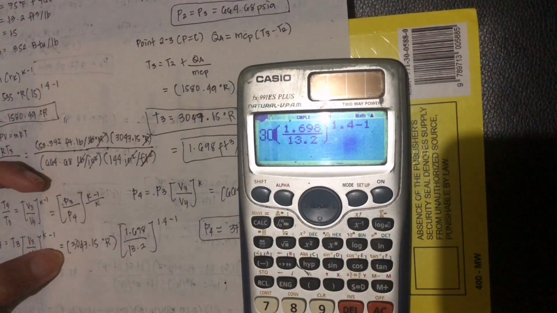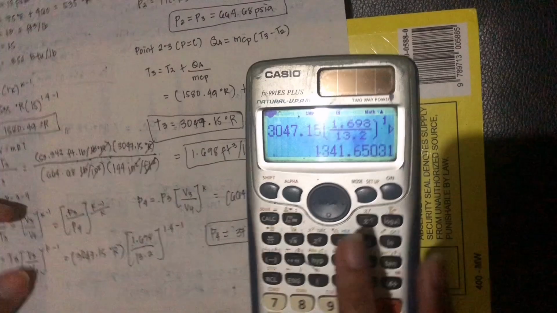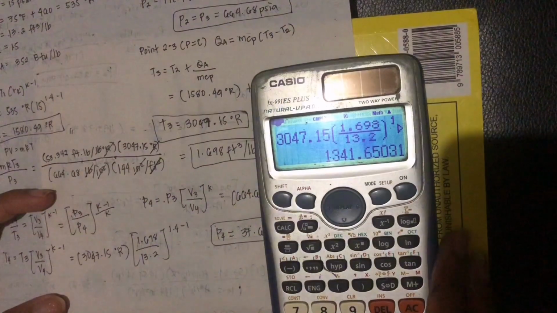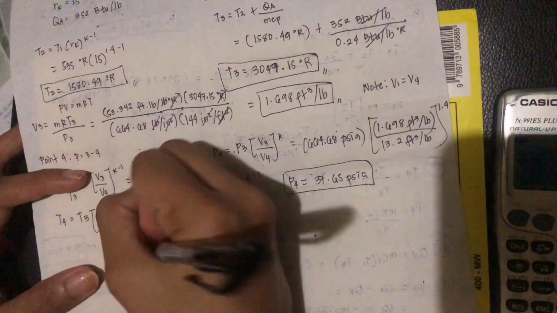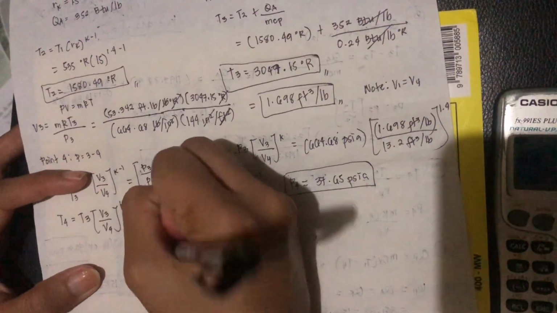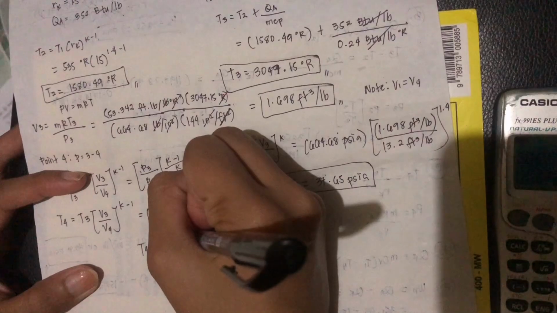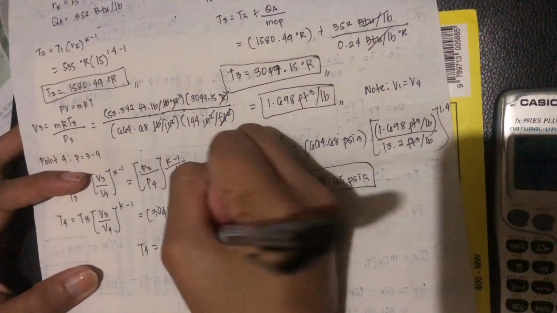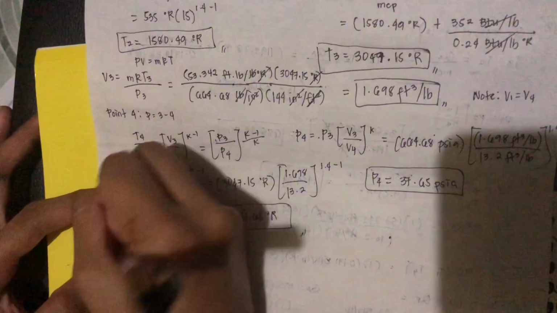3047.15. So our answer is 1341.65. So T4 is equal to 1341.65 Rankine. So now we move on to letter B.